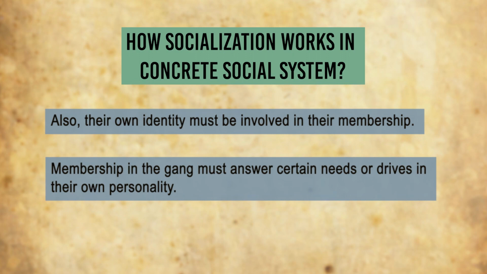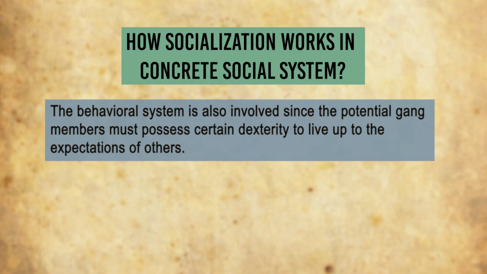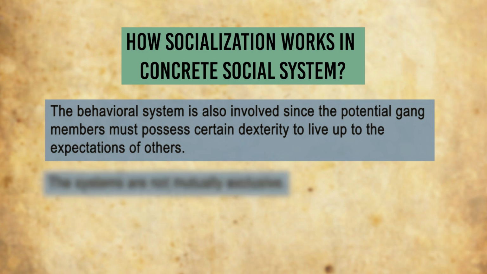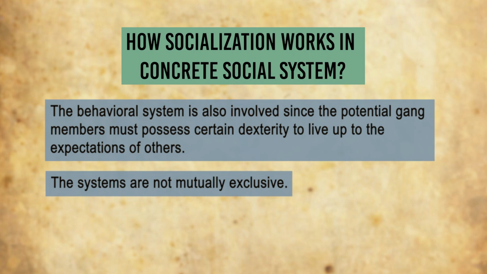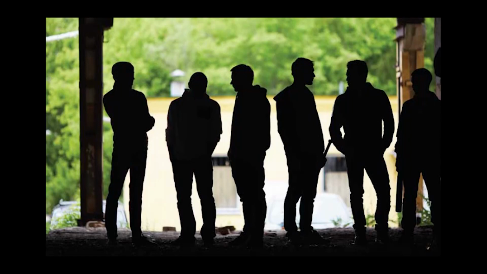Membership in the gang must answer certain needs or drives in their own personality. The behavioral system is also involved, since the potential gang members must possess certain dexterity to live up to the expectations of the others. The systems are not mutually exclusive, but they show the interdependence that functionalism constantly stresses. So, they give you an example of the juvenile gang, which is there to perform all sorts of juvenile delinquency.